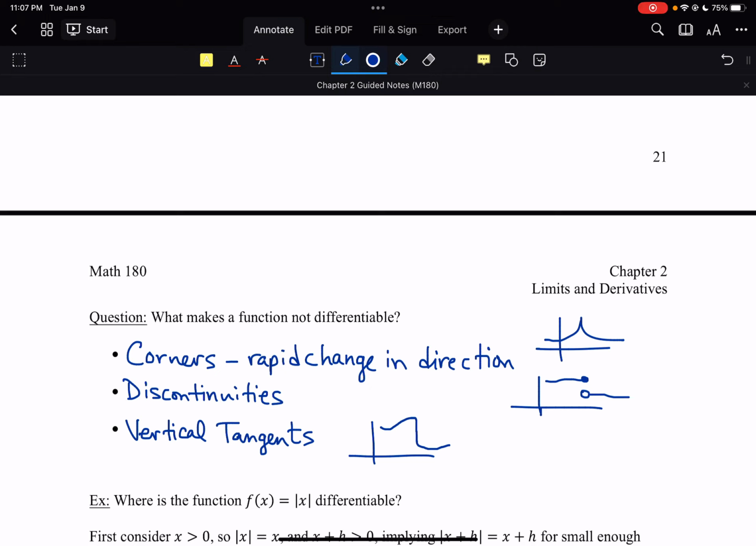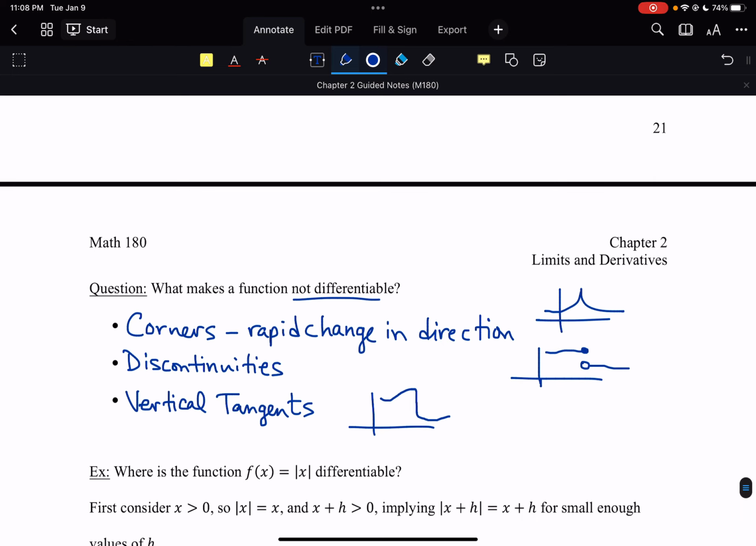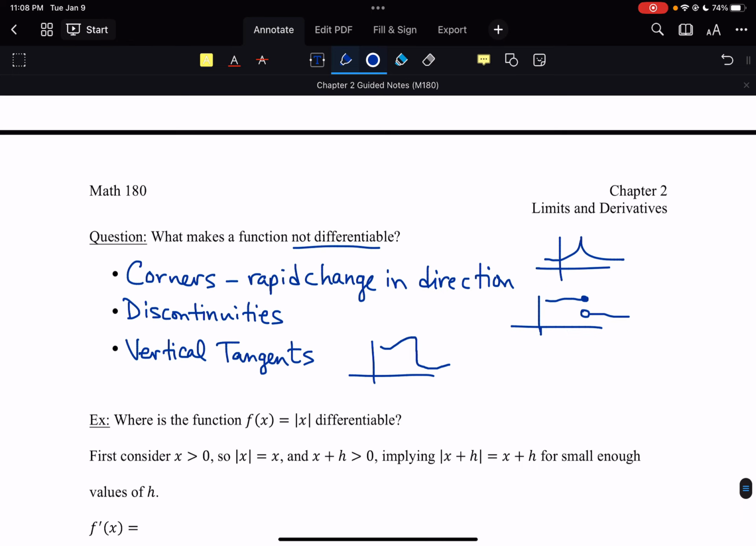Because remember, the derivative is the slope of the tangent line. So if the tangent line is perfectly vertical, the slope of that line is undefined, right? Because the slope of a vertical line is undefined, so the derivative would be undefined, or in other words, does not exist, or in other words, it's not differentiable. So these are some common examples of cases where you would not have differentiability.